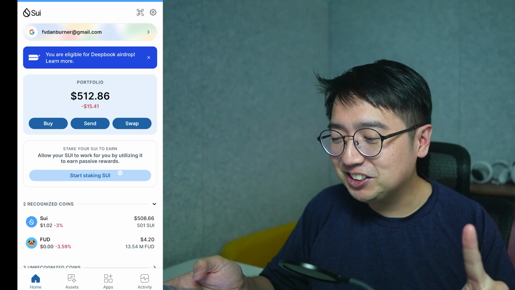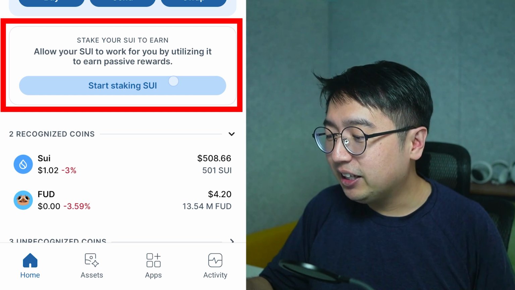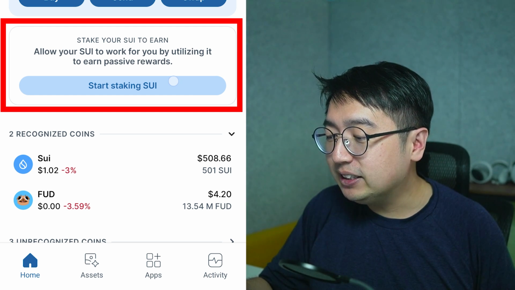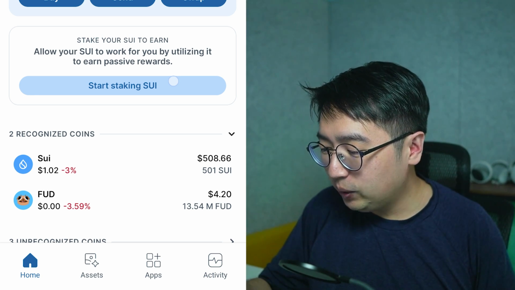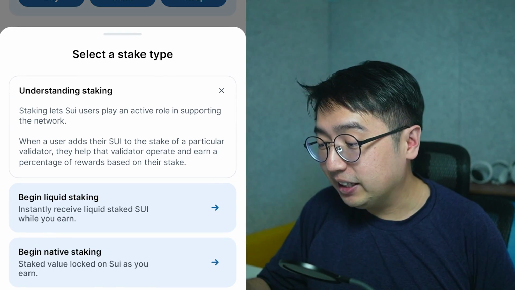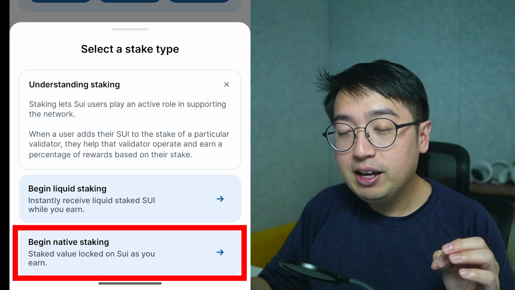And we have a few options. So in the center of our screen here, it says stake your SUI to earn. Allow your SUI to work for you by utilizing it to earn passive rewards. So we're gonna hit start staking SUI. And we want to start by understanding the risk. Staking lets SUI users play an active role in supporting the network. When a user adds their SUI to the stake of a particular validator, they help that validator operate and earn a percentage of rewards based on their stake. Now that is what happens with native staking.